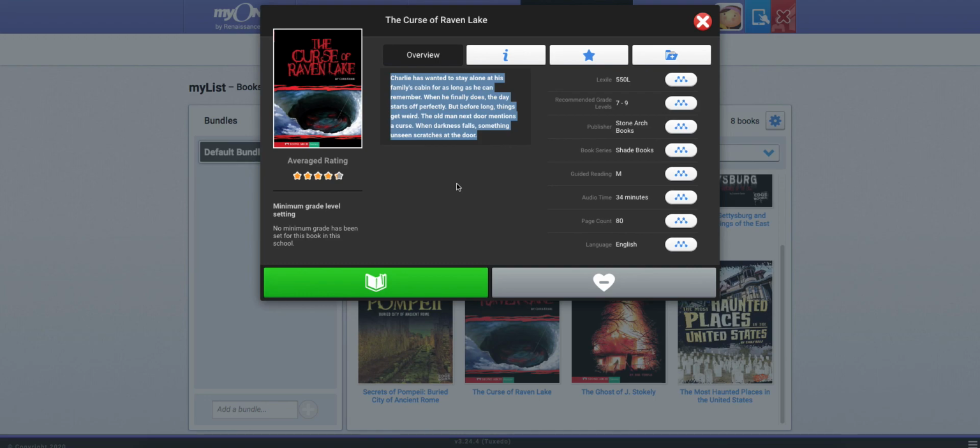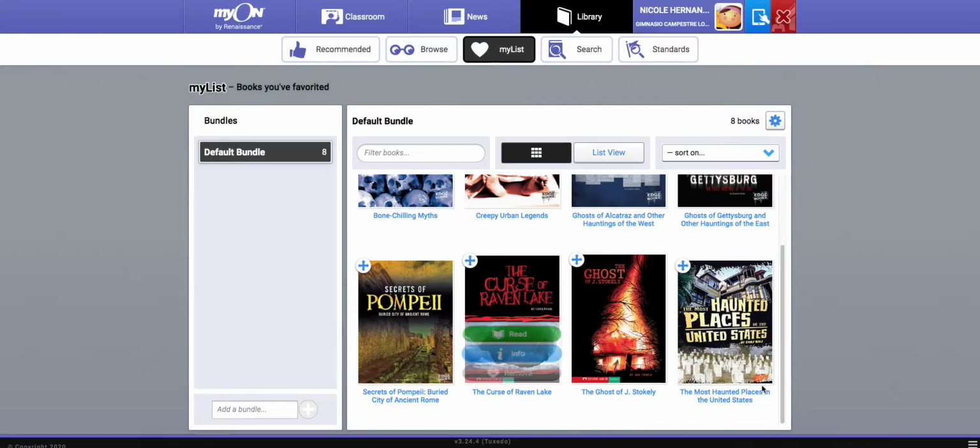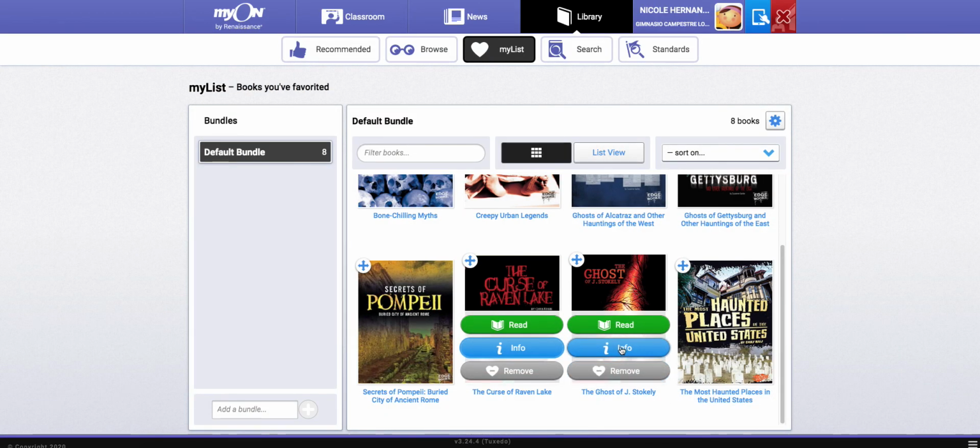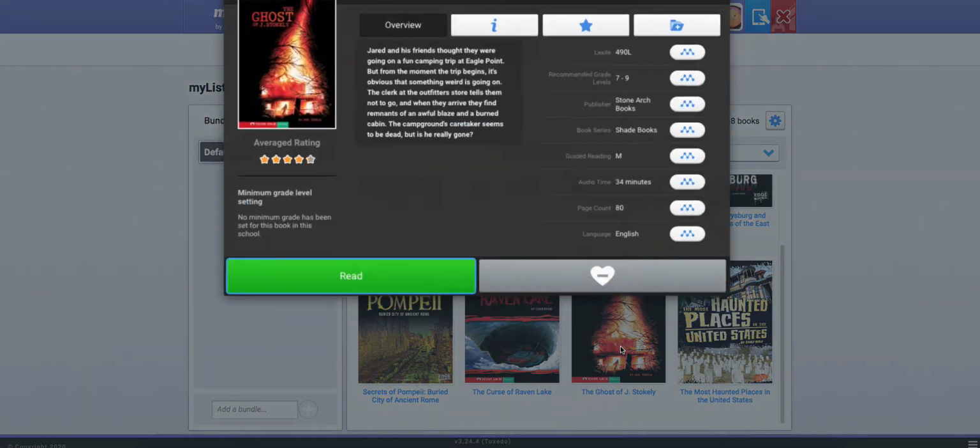I don't know, teacher. What is the meaning of scratch? Broke? Like broke? So. Arañazo. That's it. So when the darkness falls, something unseen scratches at the door. So this is the overview of the first book, The Curse of Raven Lake. Now we are going to check the other one in order to see which one you liked the most.